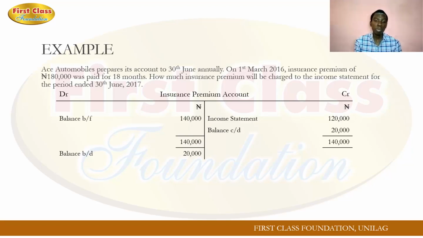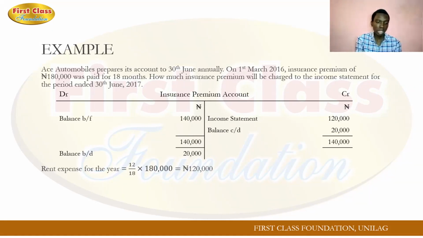It's still a prepayment into the next period, so of 20,000 naira. And we can calculate that as we've charged 4 months before, now 12 months. 4 plus 12, that's 16 out of 18, that's the remaining 2 months. 2 over 18 times 180,000 will give us 20,000 as the insurance premium prepaid into the next period. So the prepaid insurance at the end of this period.